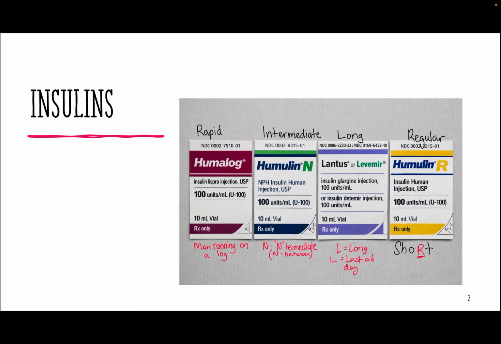In the red below each label, I provided just a little mnemonic or a little trick to help try to make this information stick. If it works for you, great. Okay, but you have rapid acting, intermediate, long acting, and regular. So you need to know those when you see the name of that insulin.